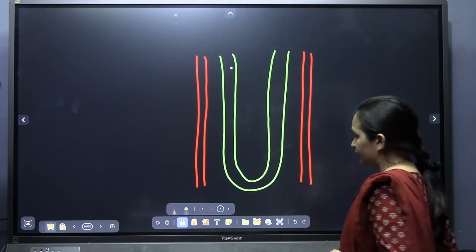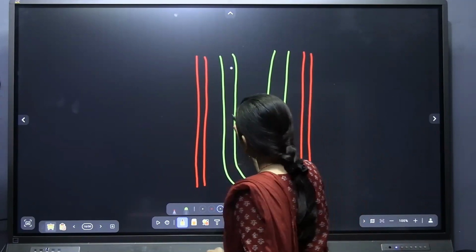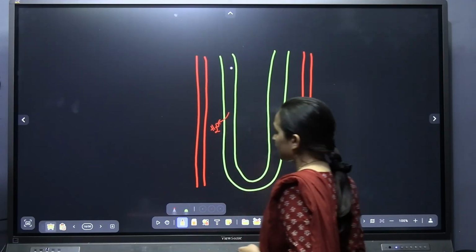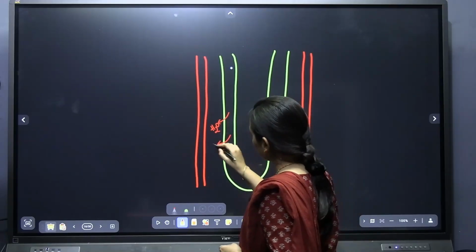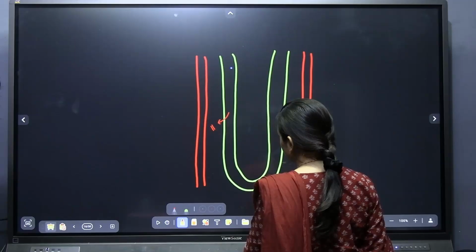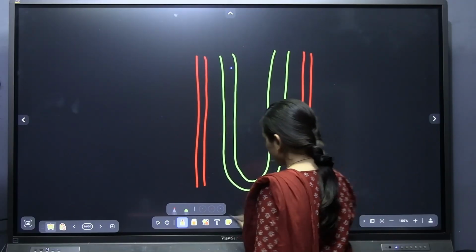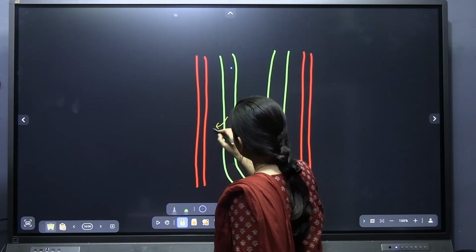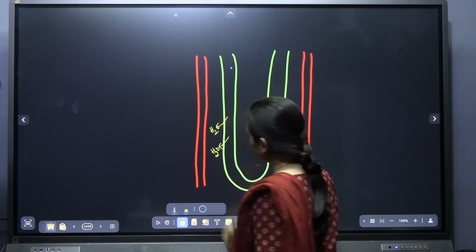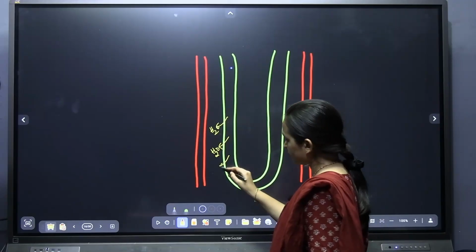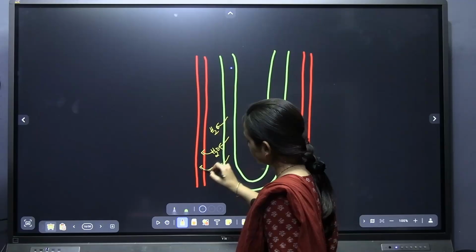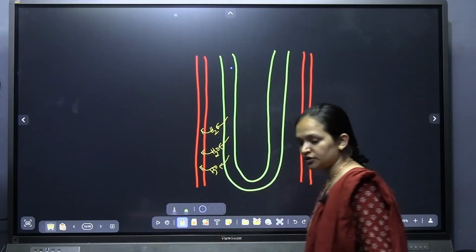This is the loop of Henle. We have already studied the loop of Henle. The descending loop is permeable to water, so the water is going out. The water which is going out is immediately taken up by the vasa recta which is present here.